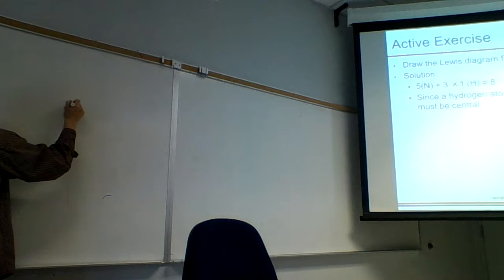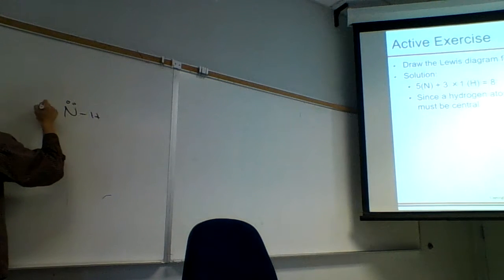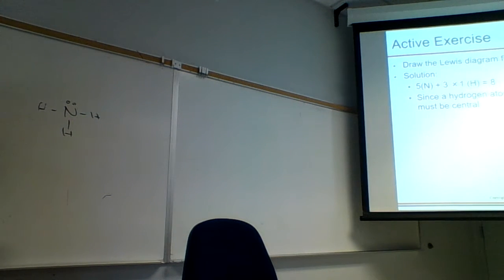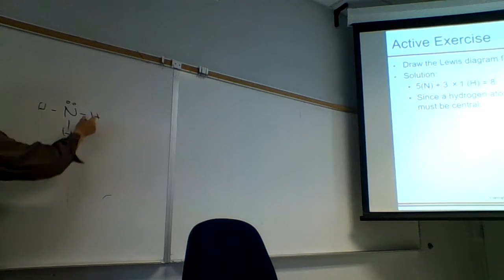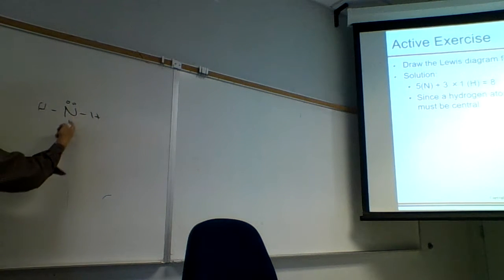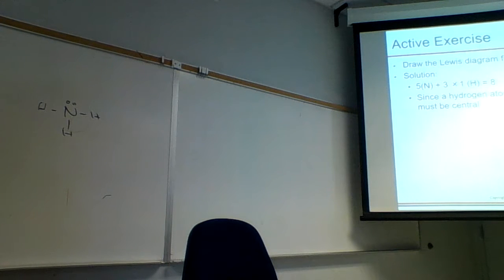Now, does nitrogen have an octet? We have to check that. Looking to see if nitrogen has an octet, we look at the total number of electrons around it. This total would be 2, 4, 6, 8. So we have an octet here, and we're good. The diagram is done. We've used all 8 electrons here. That's ammonia.